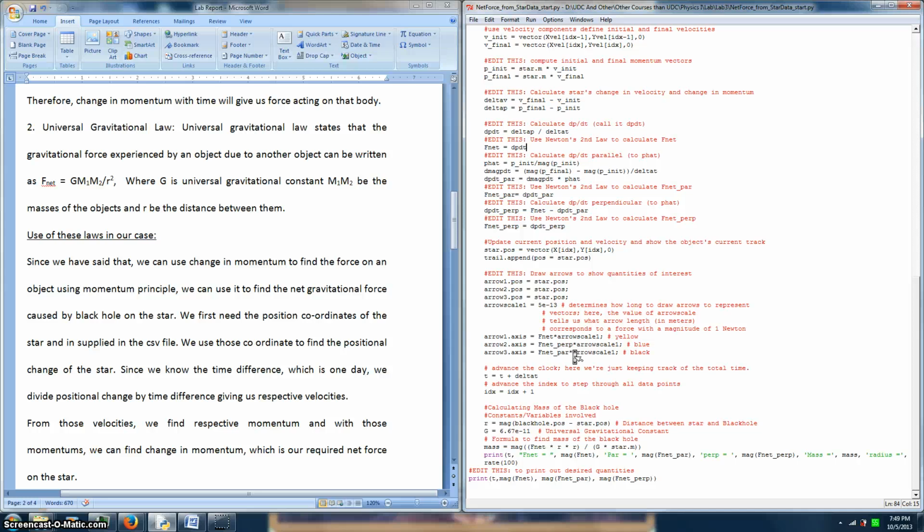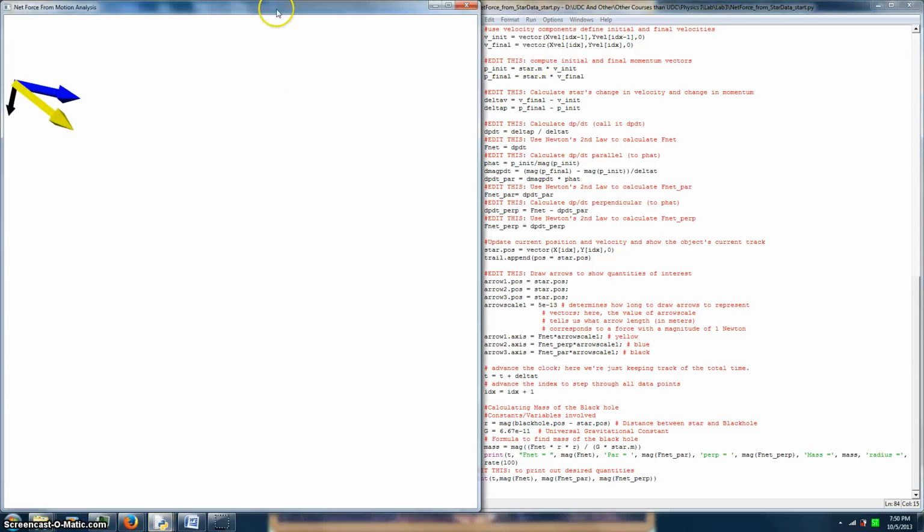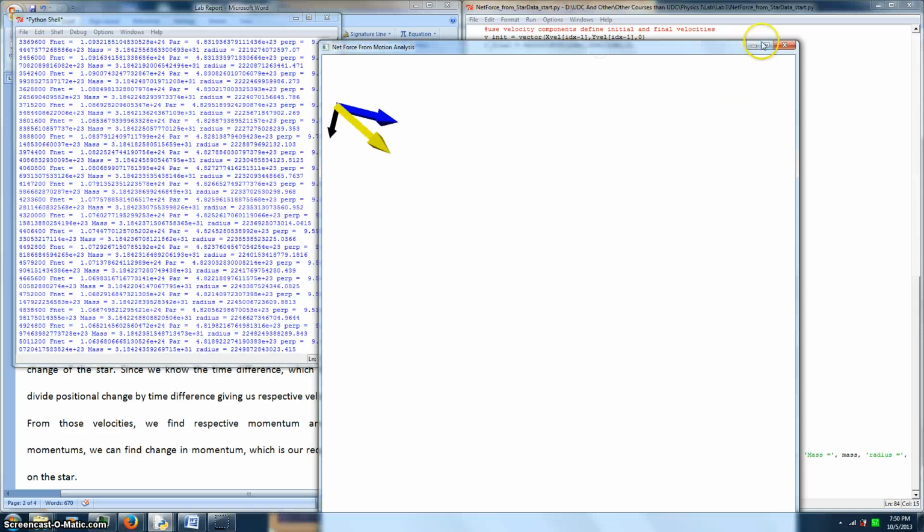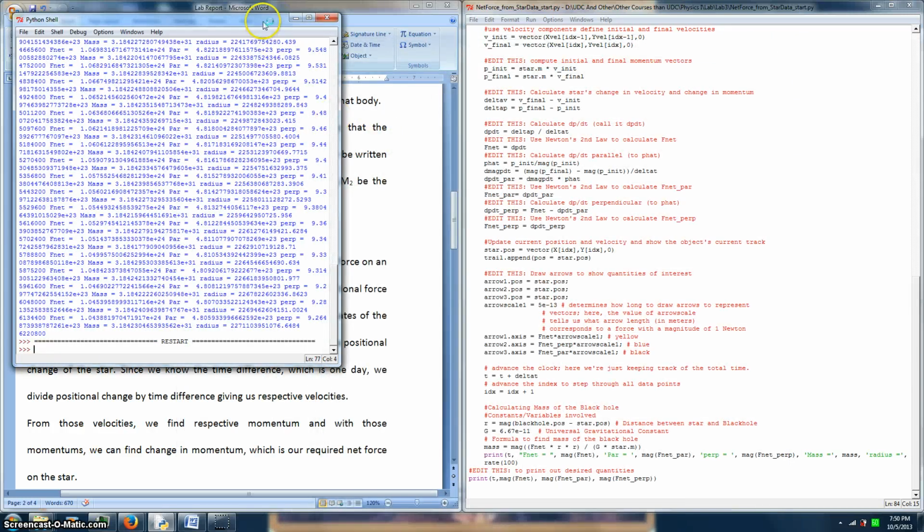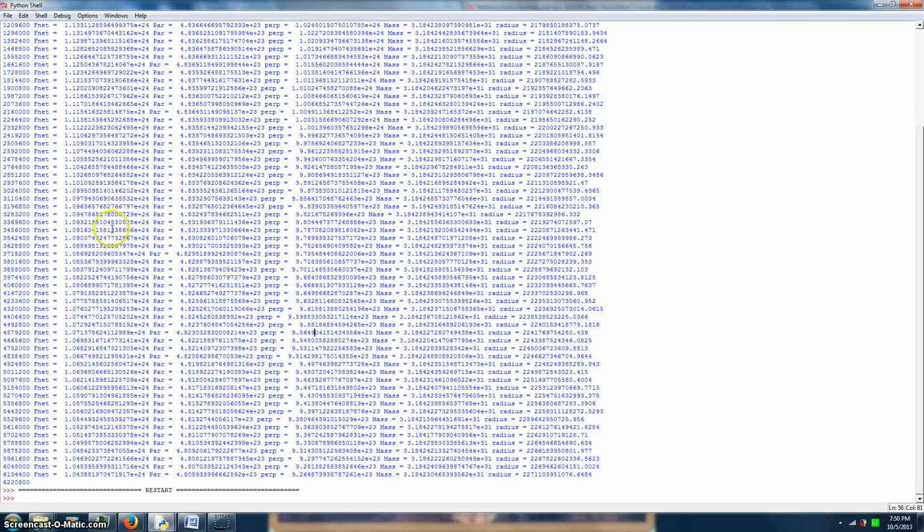And what we are doing now is we are using the universal gravitational law, which has been rearranged to find the mass of the black hole right here. The difference in distance is calculated here, G is here, and we are calculating the mass of the black hole. When we run this code, this will give us the mass of the black hole along with the other quantities, that is net force, parallel force, perpendicular force, and radius.